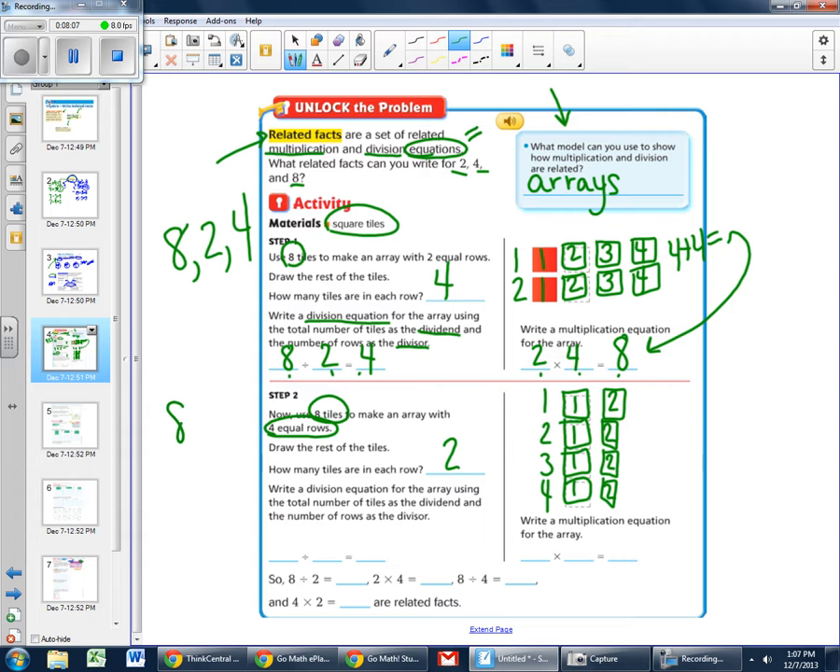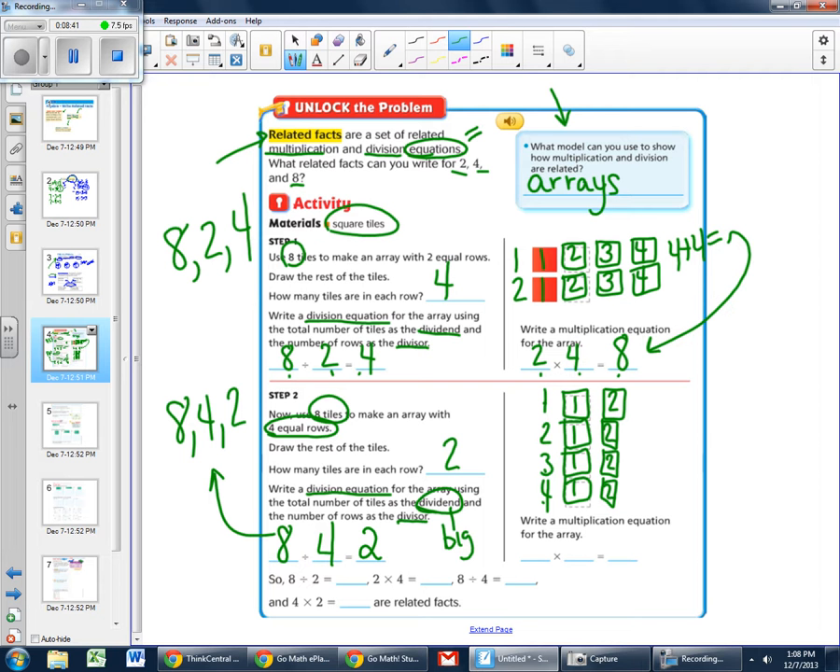This time our facts were 8, 4, and 2. I want to draw a division equation for the array using the total number of tiles as the dividend, so that's the big number, and the number of rows as the divisor. So again, we have to start with our big number. Our dividend is 8. How many total rows did we have? It told us to make 4. And how many were in each row was 2. Again, using those same 3 numbers.